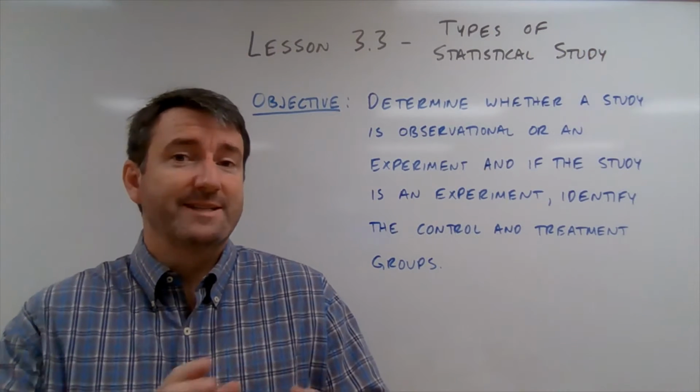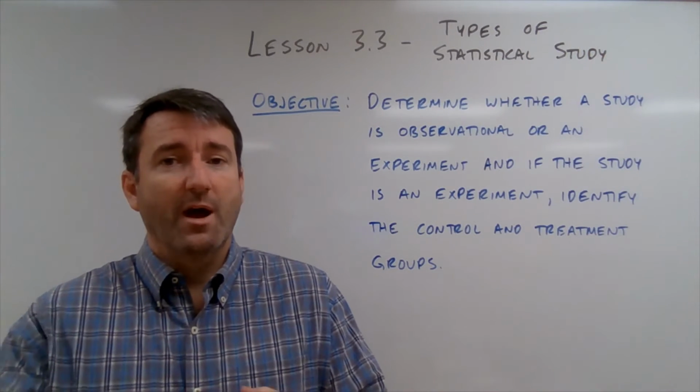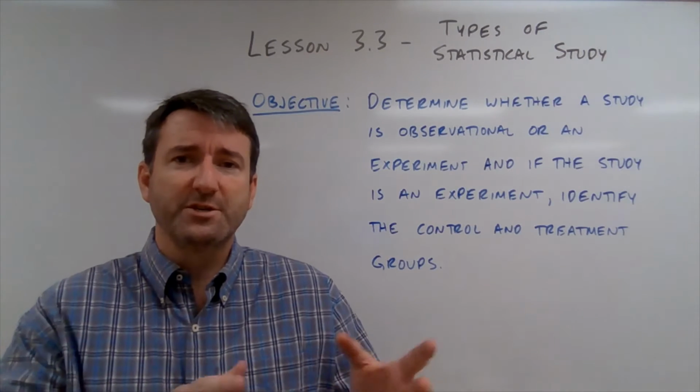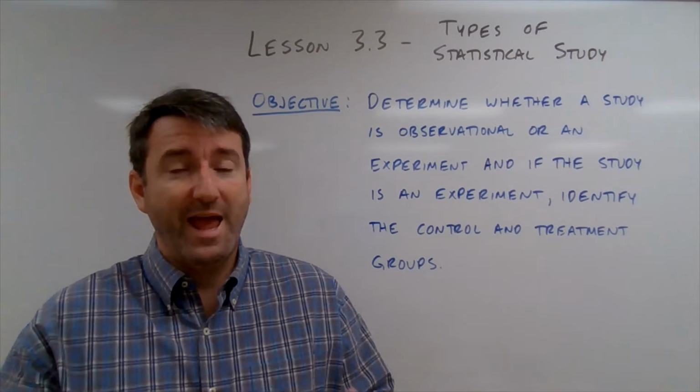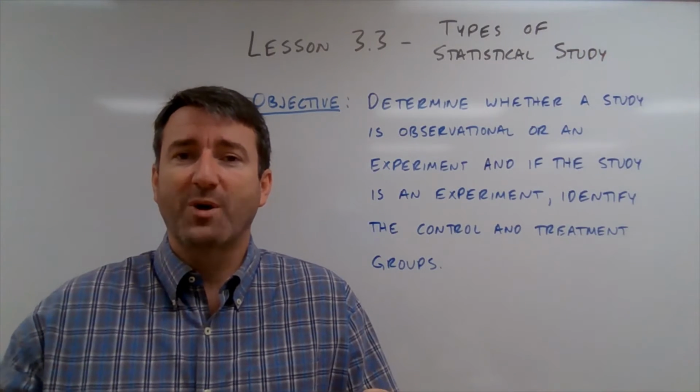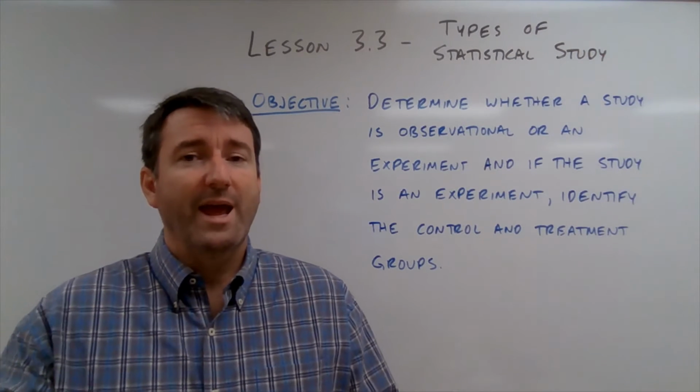Lesson 3.3, Types of Statistical Study. Our objective for this lesson is to be able to determine whether a study is observational or an experiment, and if it's an experiment, to be able to identify the control group and the treatment group.